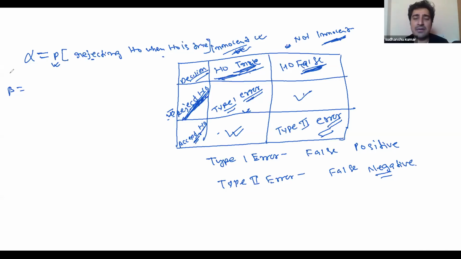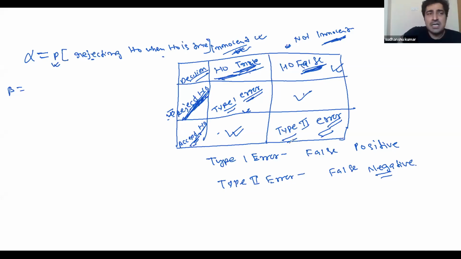You can clearly see these things in our confusion matrices. Okay, fine, what is a type 2 error? A type 2 error is basically accepting a null hypothesis when it is already false. That is called a type 2 error. So beta is the probability of that. What is the probability that there can be a false negative? Now what is a false negative?